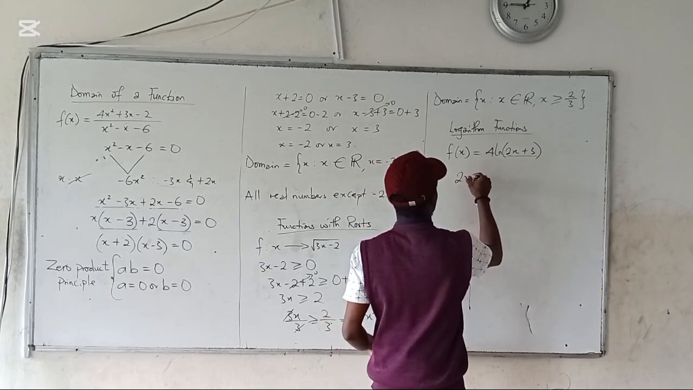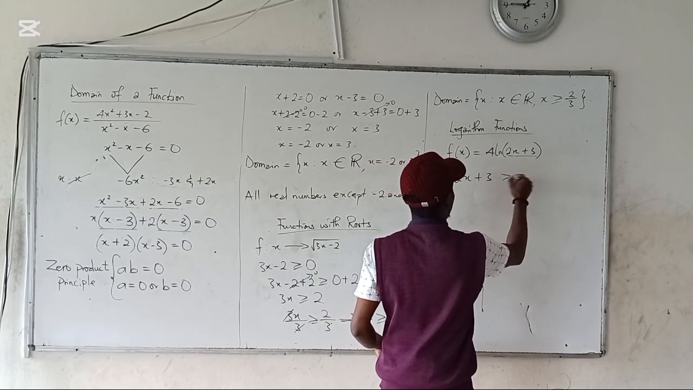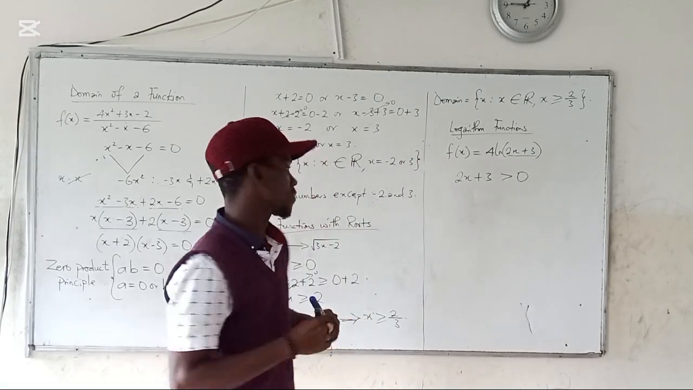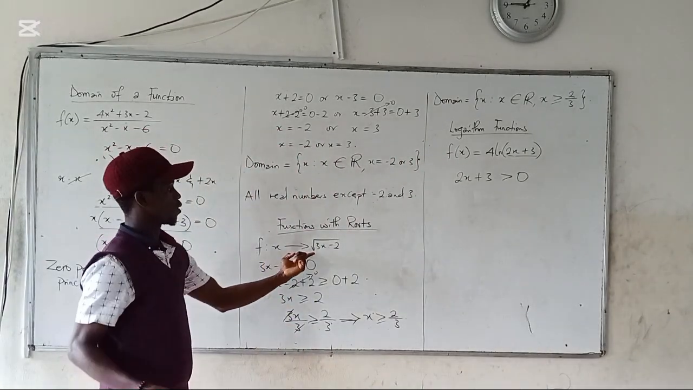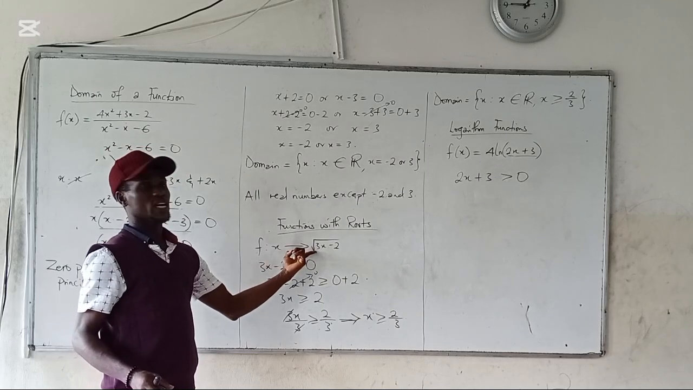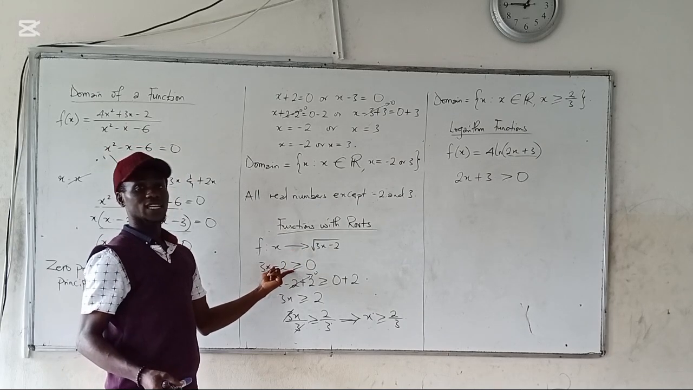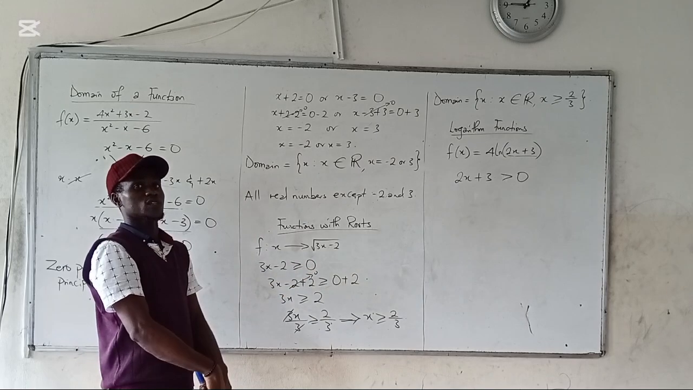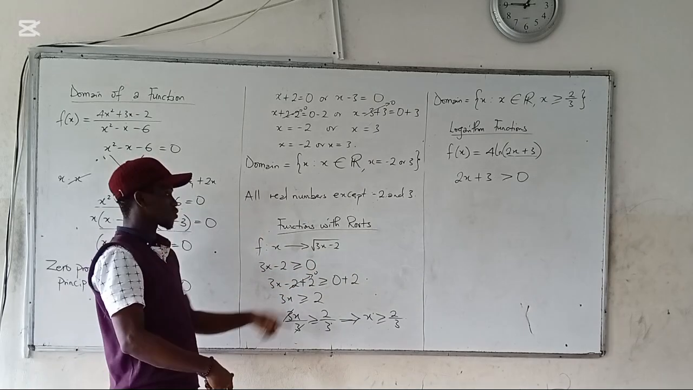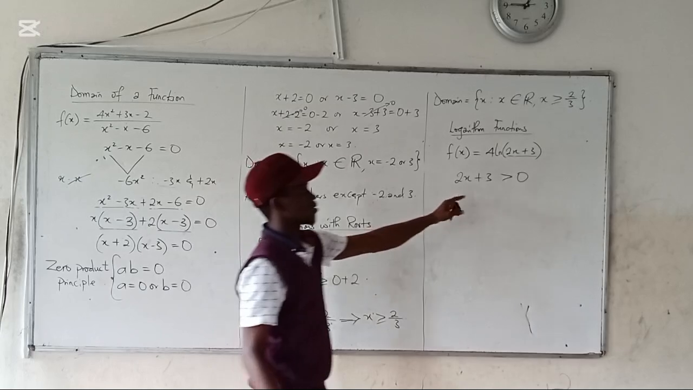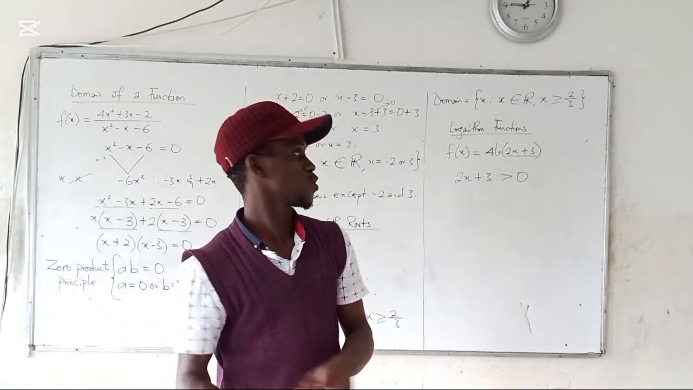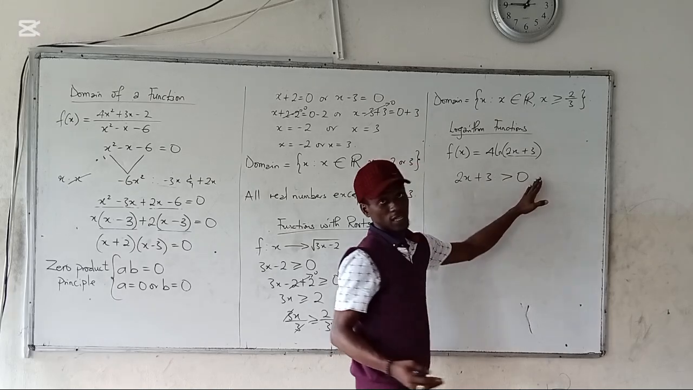How do you make sure of that? You just say 2x plus 3 greater than 0. If you notice, it's different from the one when we had the root sign. When we had the root sign, it was greater than or equal to 0, meaning that 0 was included, so you can find the square root of 0. But in this case, 0 is not included because you cannot find the logarithm of 0. So you make it strictly greater than 0.